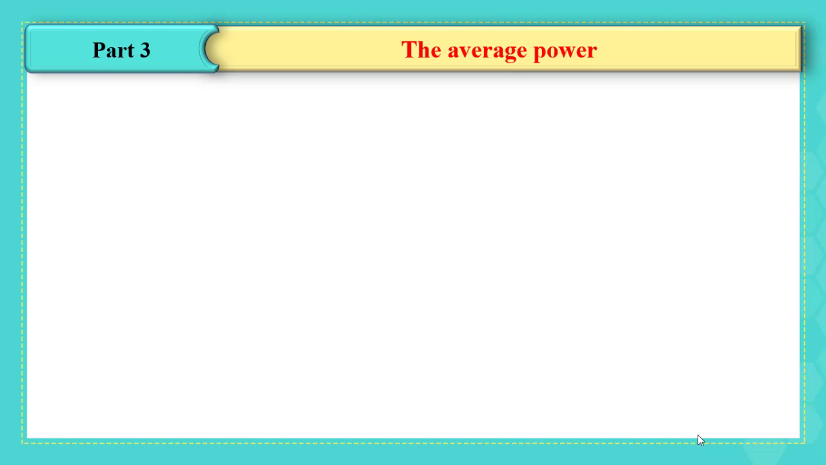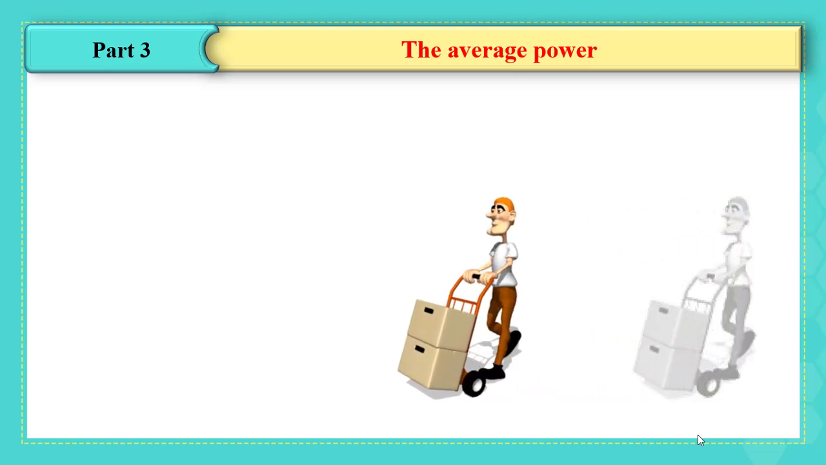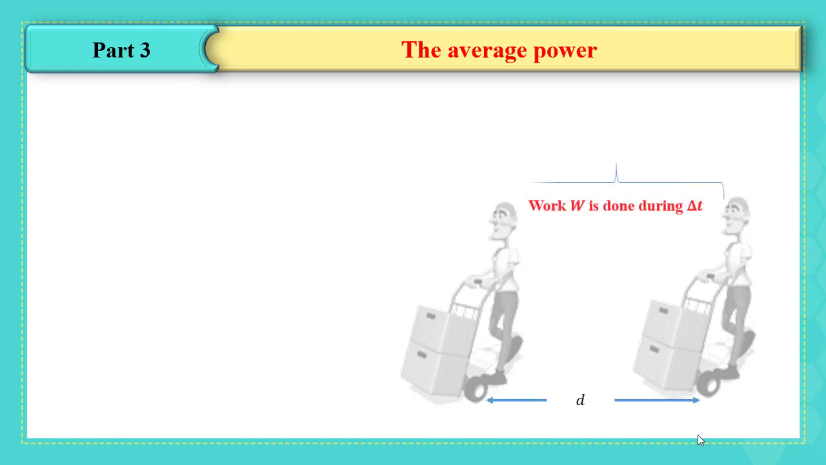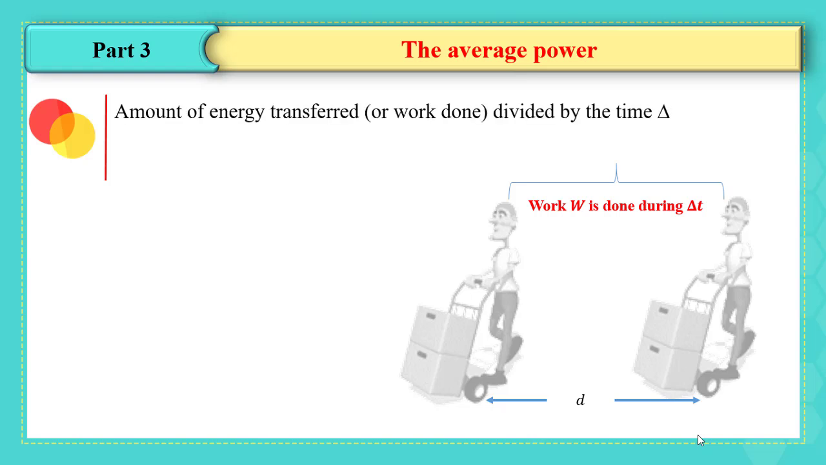The average power. If an external force is applied to an object which we assume acts as a particle, and if the work done by this force in the time interval delta t is W, then the average power expended during this interval is defined as the amount of energy transferred or work done divided by the time delta t, written as P average equals W over delta t. The work done on the object contributes to a variation in the energy of the object. Therefore, a more general definition of power is the time rate of energy transfer.